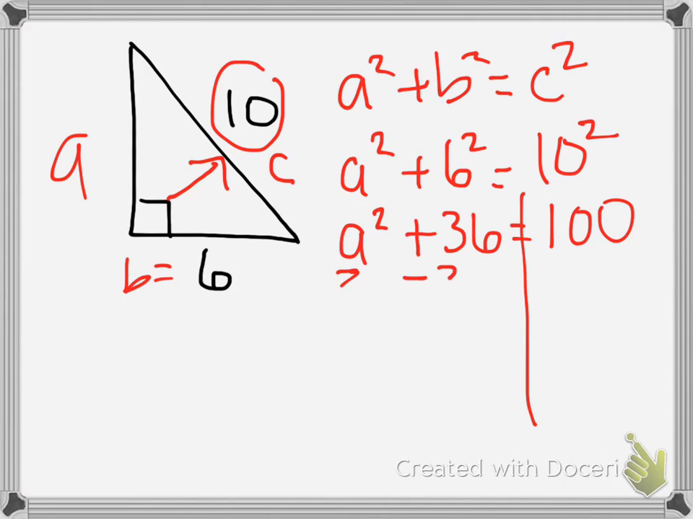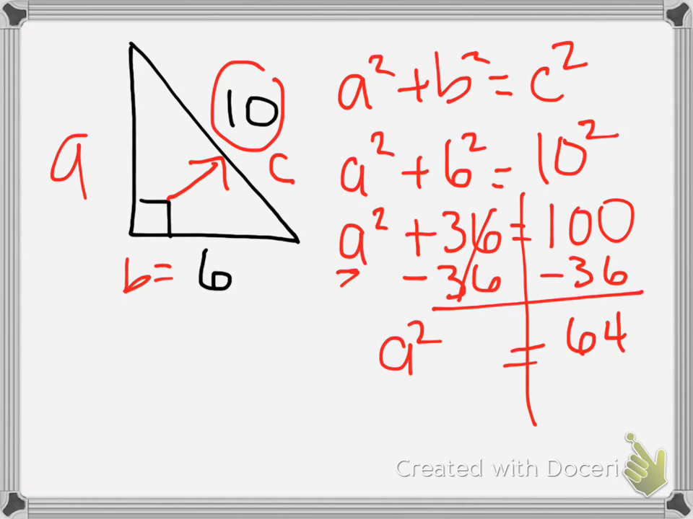equation. I'm going to undo this 36 by subtracting. So I get a squared left over on this side, and then on the other side, 100 minus 36 is equal to 64. Now that I have this, I have to undo the squaring, which the opposite would be square root. The square root of a squared is a, the square root of 64 is 8. So now I know that my a is equal to 8.